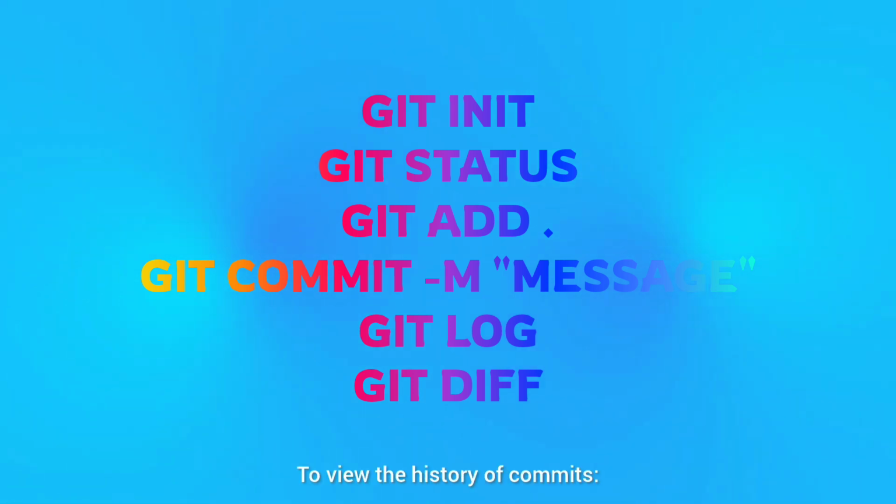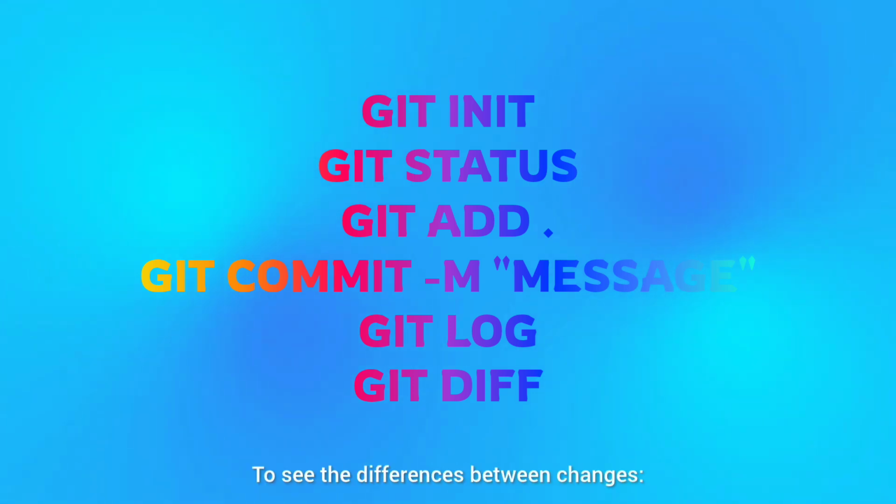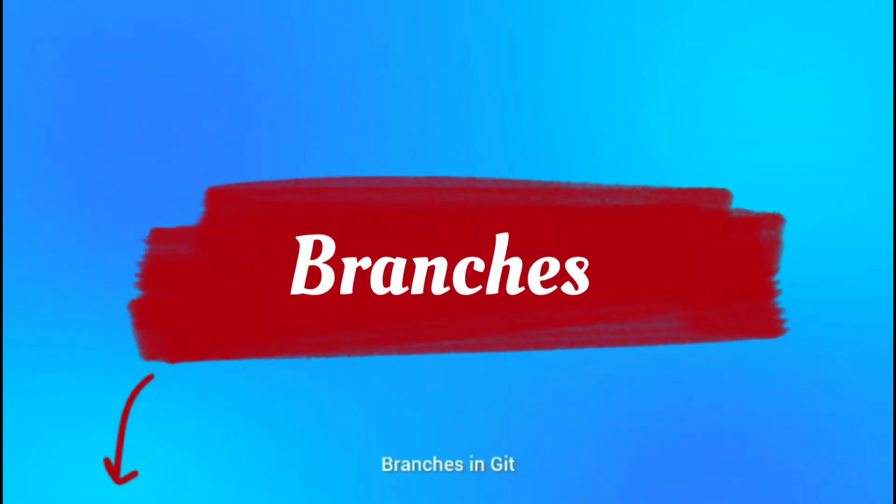git log. To view the history of commits, use git log. This displays all previous commits. git diff. To see the differences between changes, use git diff.